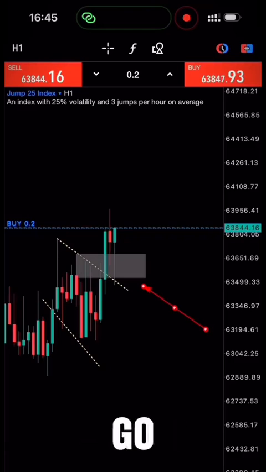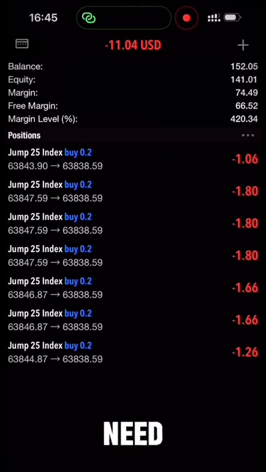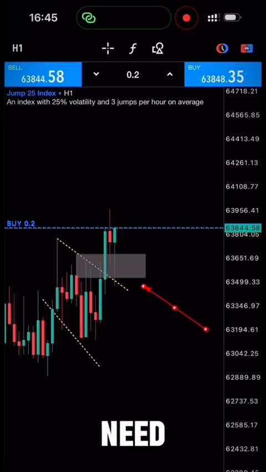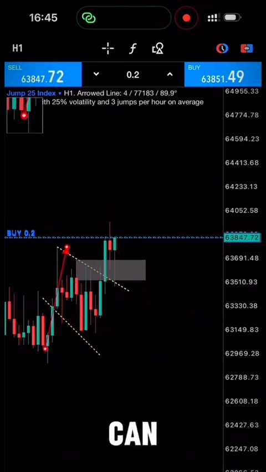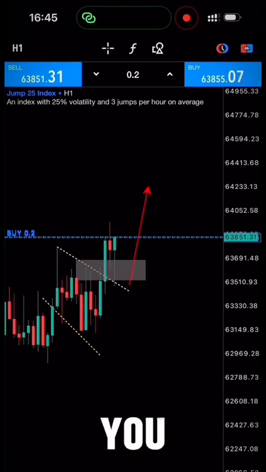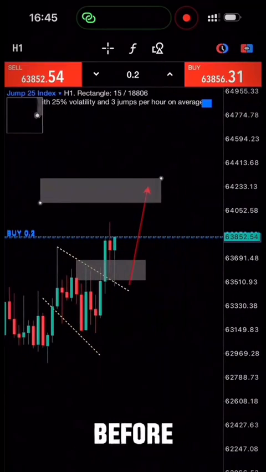So anyway, we go full margin. All right, let's go full margin. So what you're going to need to do with your account is spot the market structure first, and then draw your trend lines, or you can do vice versa. It's still fine, because you need to get confirmation before you enter, right?